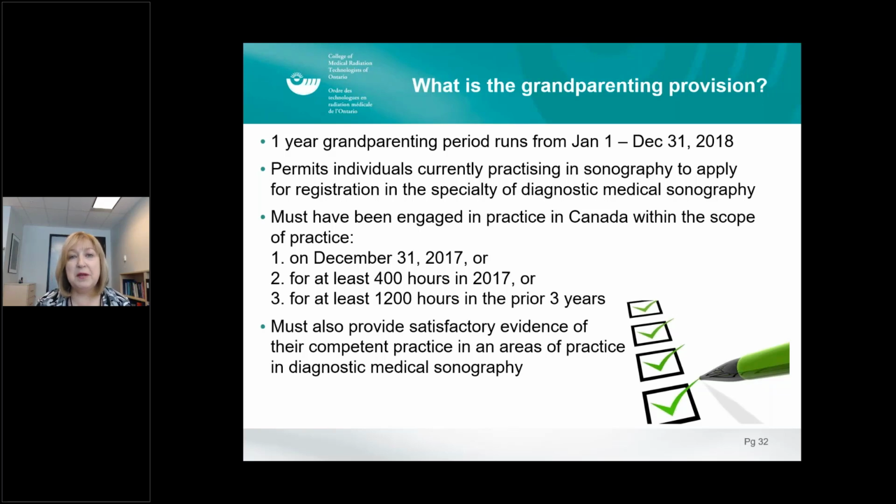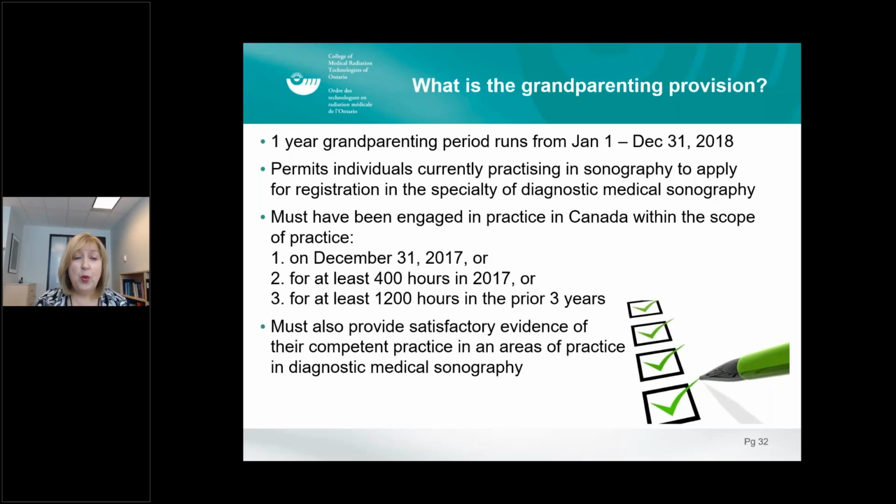So the grandparenting provision is designed to get those individuals who are currently practicing competently into the college and meeting all the standards of registration. So they have to meet the standards of practice, meet all those good things that protect the public, but we're going to recognize that they were practicing competently on the date that the profession became regulated, and then they're in.